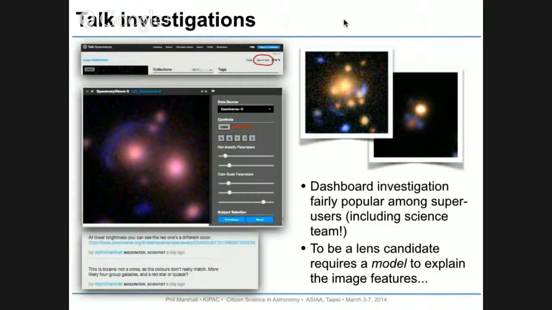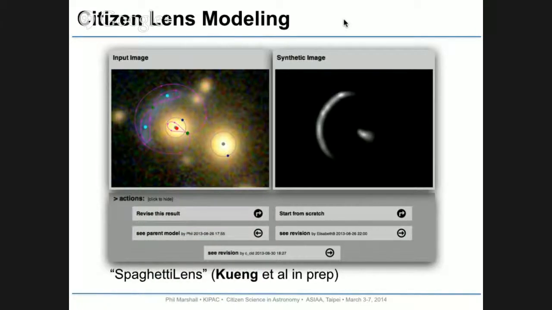So for that we take the candidates coming out of Space Warps and we go out to another website to do the modeling. Here's a modeling tool that Raphael Küng at the University of Zurich wrote. The key thing about this tool is that when you get this results page showing details of the lens model and the predicted arc, which is supposed to compare with the blue feature over there, there's this link here, revise this result. When you click this, you're taken back to the modeling interface, and allowed to rearrange the model a little bit and then run again. So it allows groups of citizens to collaborate on lens models.